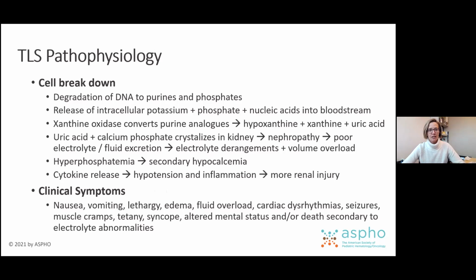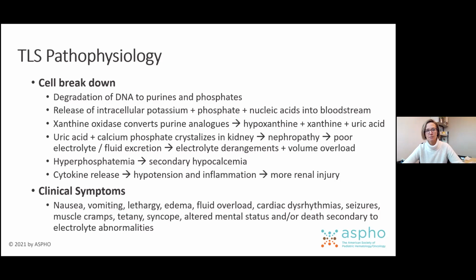So as far as the pathophysiology goes, the degradation of the DNA to purines and phosphates causes release of intracellular potassium, phosphate, and nucleic acids into the bloodstream, as I mentioned. And xanthine oxidase converts these purine analogs into hypoxanthine, xanthine, and uric acid. And then the uric acid and the elevated calcium phosphate can crystallize in the kidneys, leading to nephropathy, poor electrolyte or fluid excretion, and electrolyte derangements, and ultimately volume overload. The hyperphosphatemia causes secondary hypocalcemia, and cytokine release can cause hypotension and inflammation and lead to more renal injury.